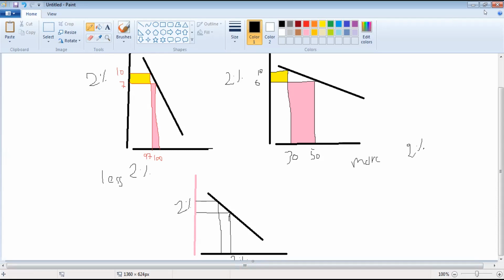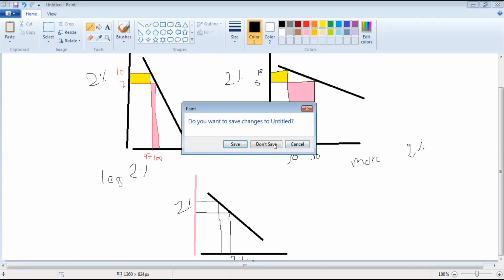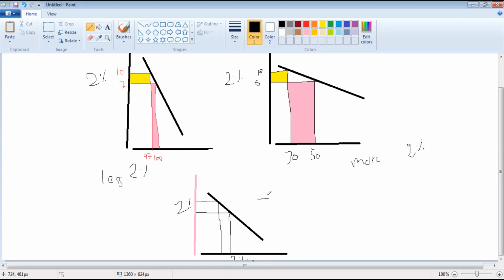So the unit elastic is when the value is exactly 1, when PED is exactly 1. Not 1.5 or 1.6, because if it is 1.5, it becomes elastic, or if it becomes 0.9, it is inelastic. So the answer must be exactly 1.